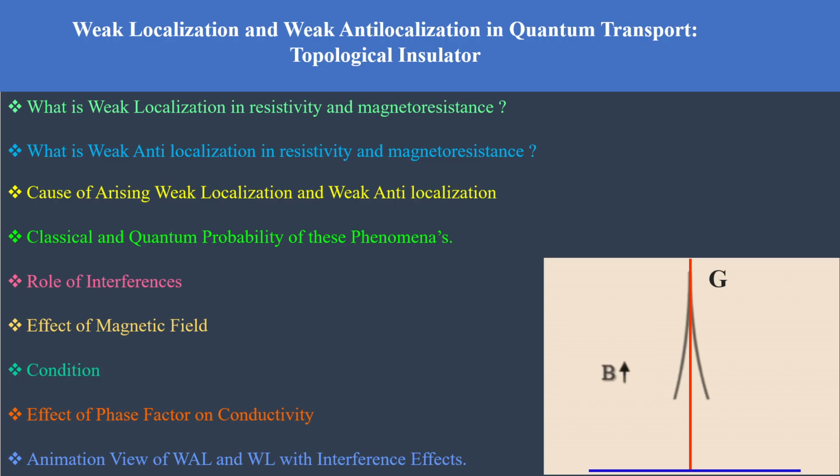What is the effect of magnetic field in weak localization and antilocalization? What is the condition required for weak localization and antilocalization? The effect of phase factor on conductivity, and an animation view of weak antilocalization and weak localization with interference effects. And this is the animated view of weak antilocalization signatures with increasing magnetic field, and how the signatures are coming.